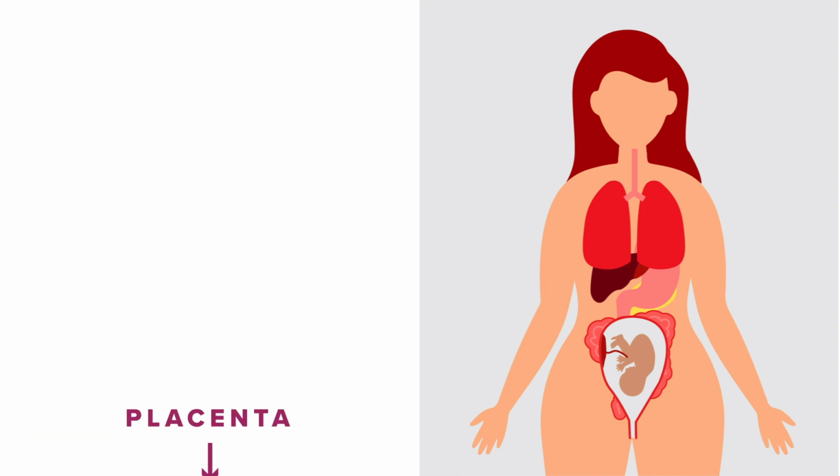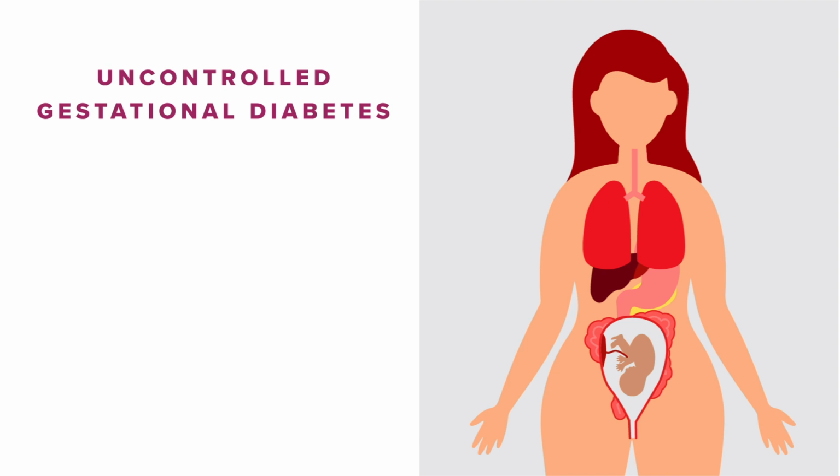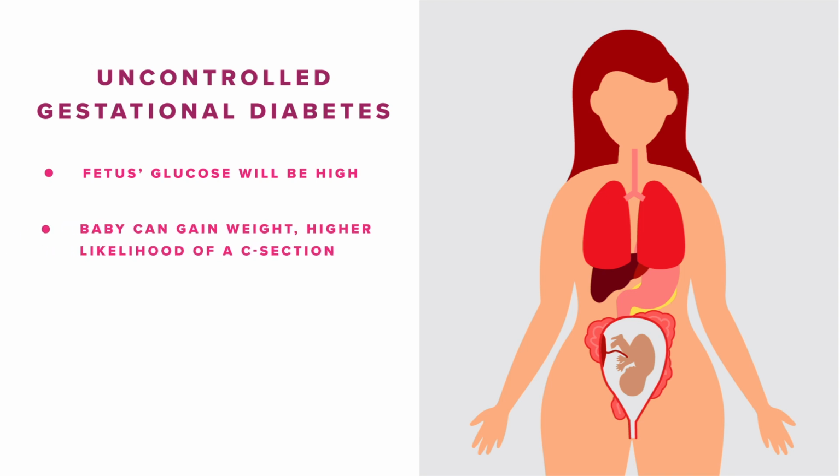If gestational diabetes isn't controlled, the fetus's glucose will also be high. Even though your baby gets glucose from the food you eat, its pancreas secretes its own insulin. When the glucose is consistently high, the baby has to secrete more insulin to get its glucose under control, which can make the baby gain more weight and increase the likelihood of needing a C-section.